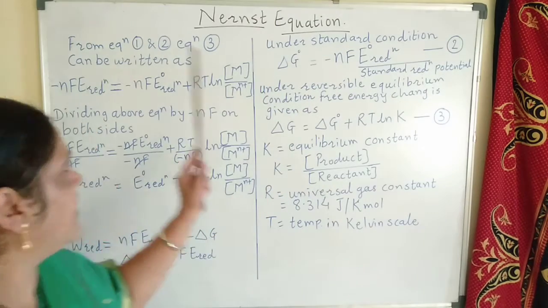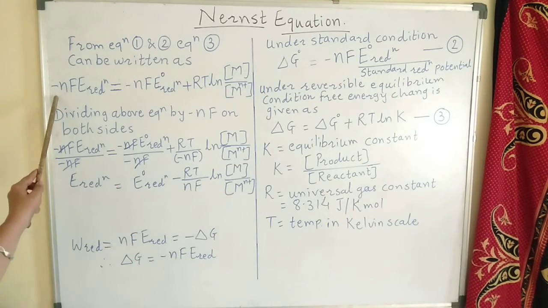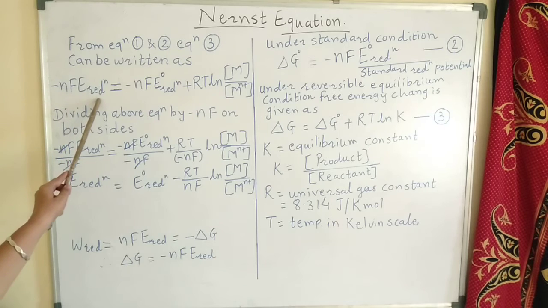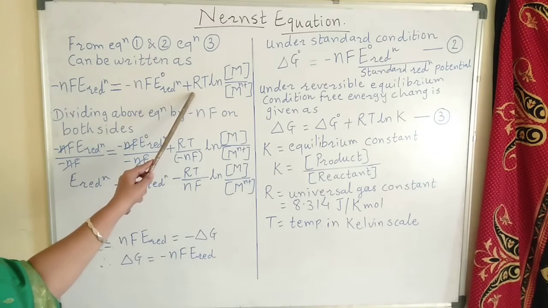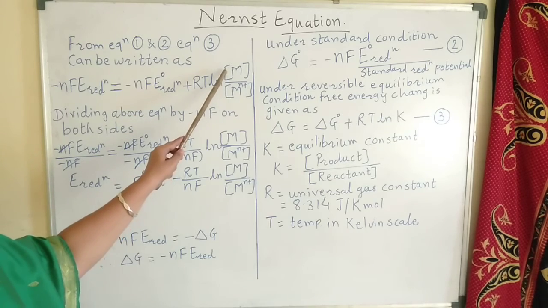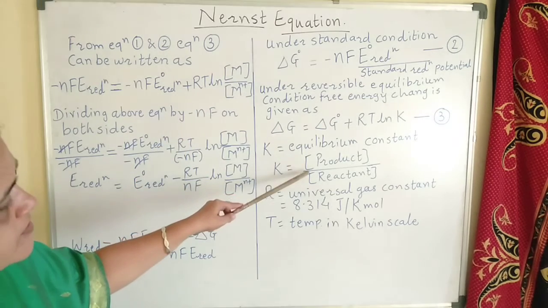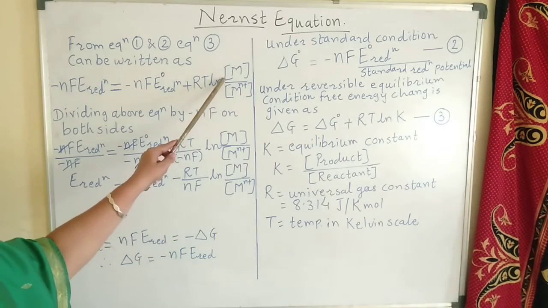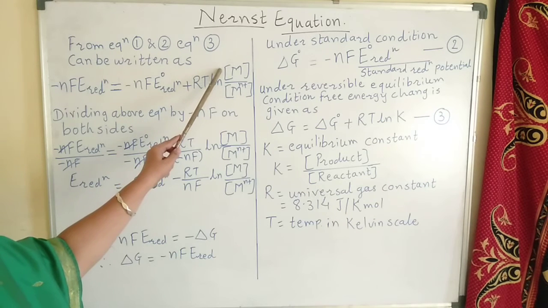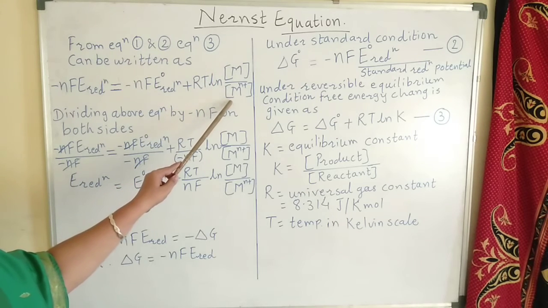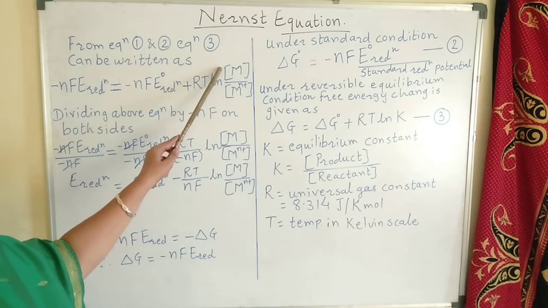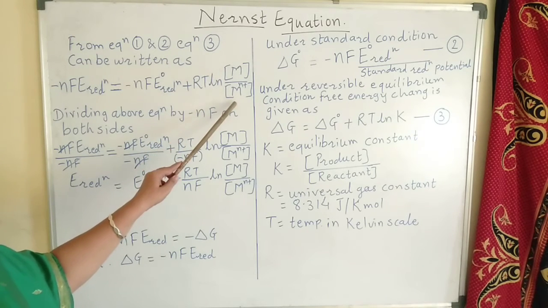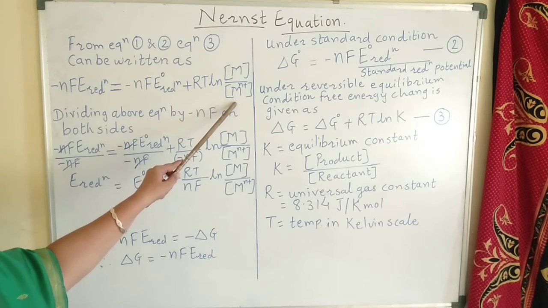Substituting these two values in equation 3, we can write: minus nFE reduction is equal to minus nFE naught reduction plus RT ln of K. Now here for K, product upon reactant concentration. So our product in the reduction reaction is the metal atom and the reactant is the metal ions, right? So here, concentration of metal atom, that is solid metal, upon concentration of the metal ion.